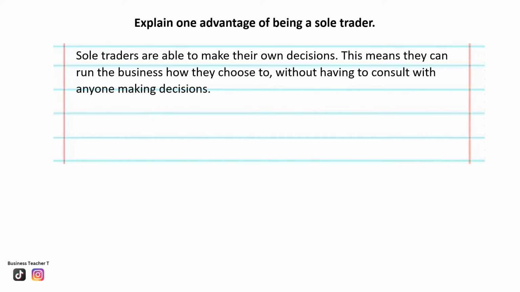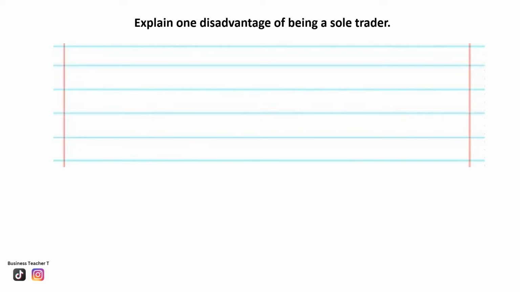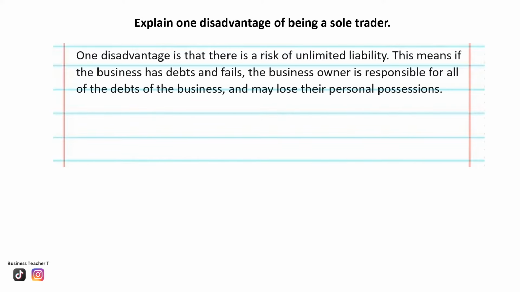Let's take a look at another example. Explain one disadvantage of being a sole trader. One disadvantage is that there is a risk of unlimited liability. This means if the business has debts and fails, the business owner is responsible for all of the debts of the business and may lose their personal possessions. So again, you could see that we've identified the point in the first sentence. The disadvantage is that there's a risk of unlimited liability, and we further developed the points, and that will give you 3 marks.